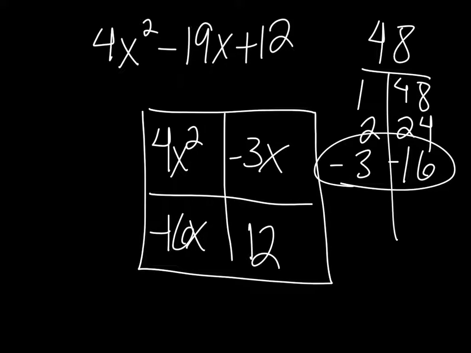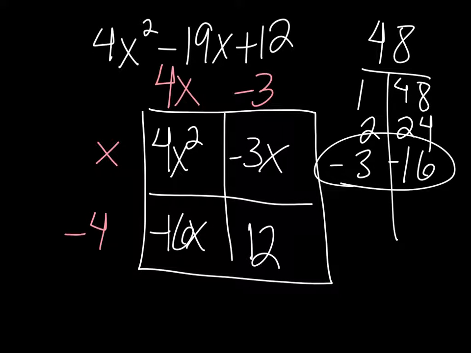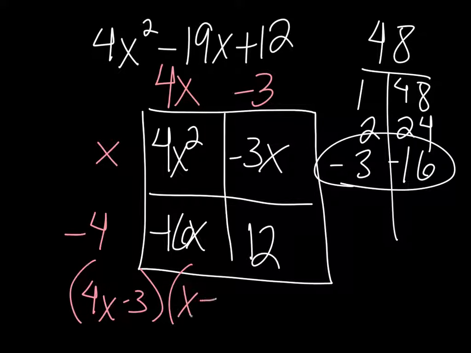And my leading coefficient here for my negative 3x, it's negative, so I'm going to pull out a negative 3 there. And then looking at my column, 4x squared minus 16x, 4x goes into both of those. Then looking at 4x squared and negative 3x, they both get an x. And then negative 16x and 12. Again, the first term that I'm looking at is negative, so I'm going to pull out a negative 4. Okay, so 4x minus 3 times x minus 4.